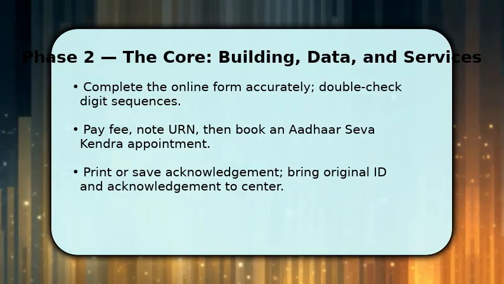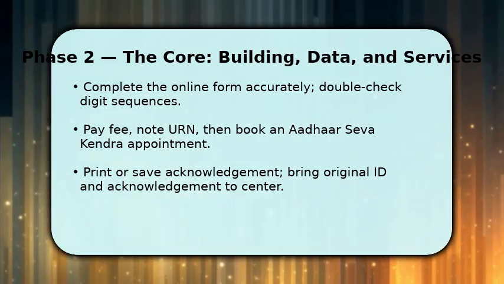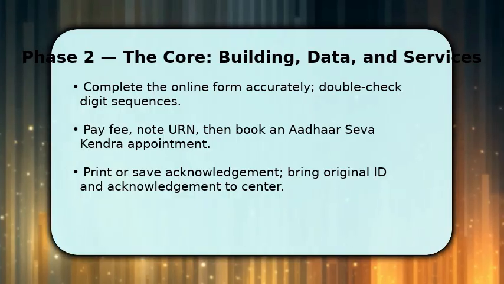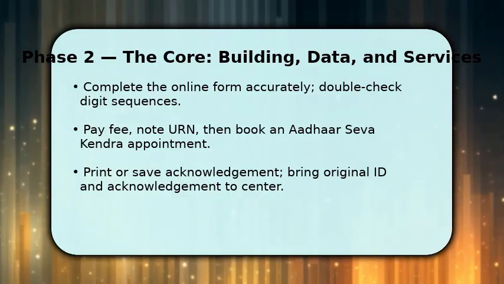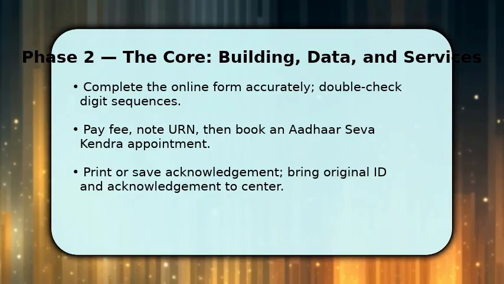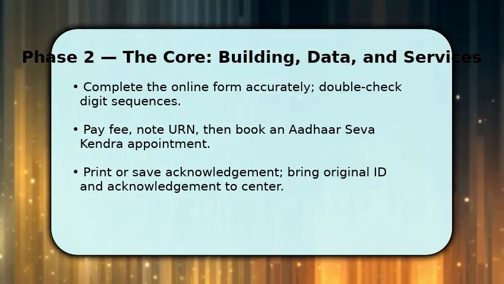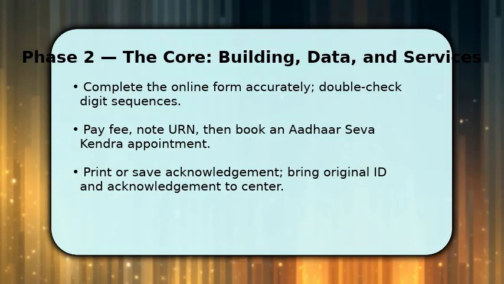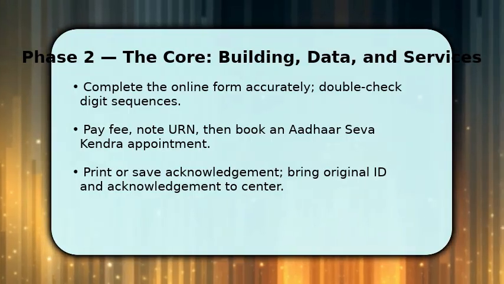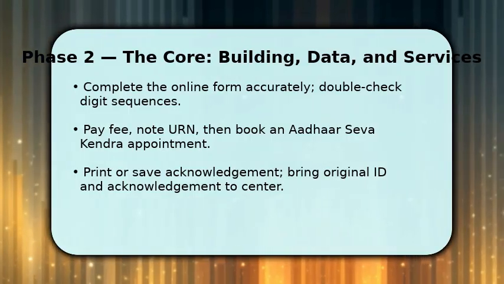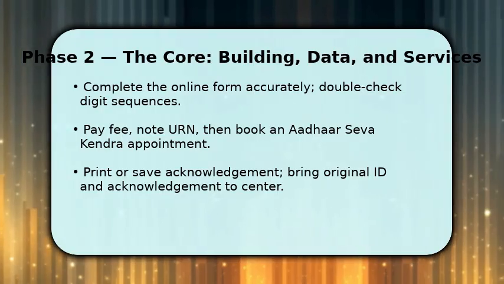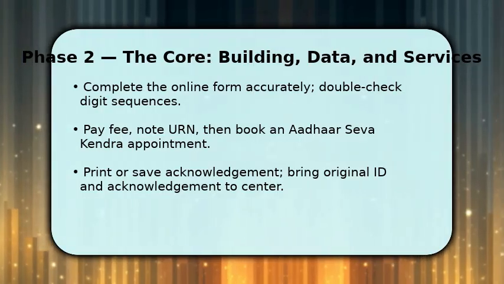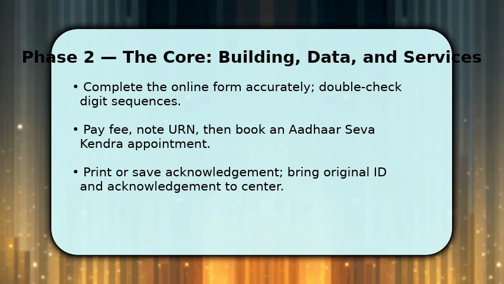Once you receive the acknowledgement and URN, use the portal to book an appointment at the nearest Aadhaar Seva Kendra. Choose a slot with available biometric machines. Print or download the acknowledgement slip and bring the same ID you used online. This step links your digital request to an in-person biometric verification, which is required for mobile number changes.